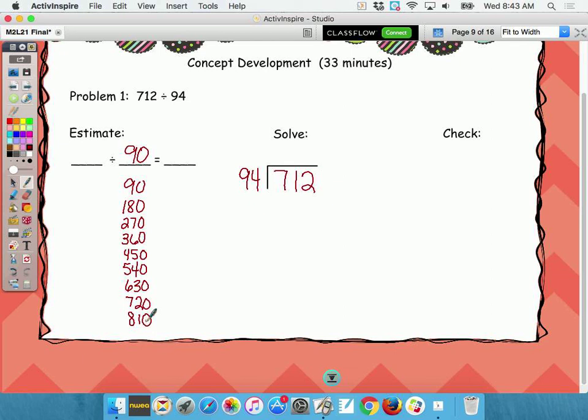Do you feel like you're going back in time to 3rd grade with your skip counting? Sort of. Till we add the 0, right? So Grant, what number is closest to 712 without going over? 630. Let's try that. So 630, 63 divided by 9. What is it? 7. So let's try 7.